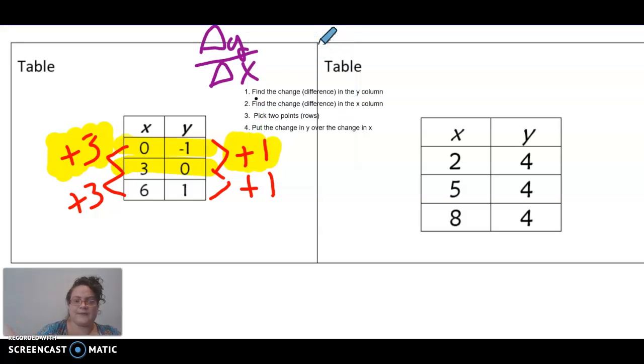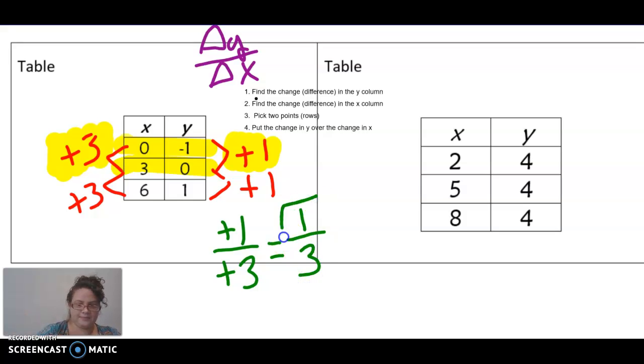So step 4, put the change in y over the change in x. So +1 over +3. And then we simplify that. Positive over positive stays positive. So 1 over 3. And that would be our slope.